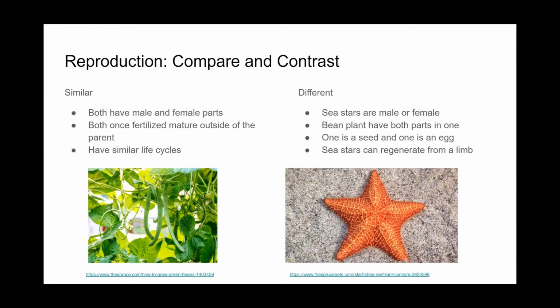Finally, they both have similar life cycles, in that they start off as small fertilized cells, grow into adults, reproduce, and eventually die. The difference is that sea stars are able to reproduce asexually and regenerate from a limb that fell off.